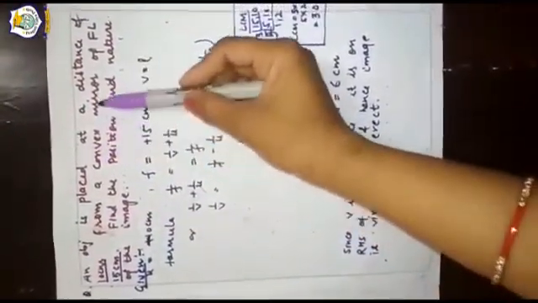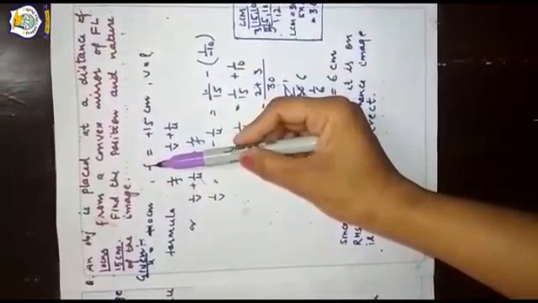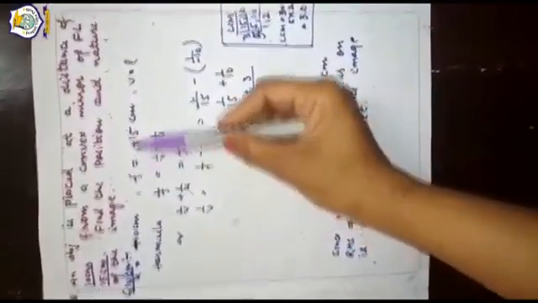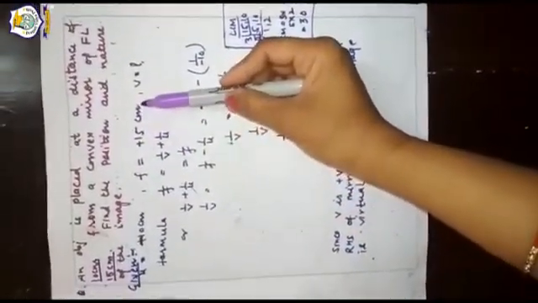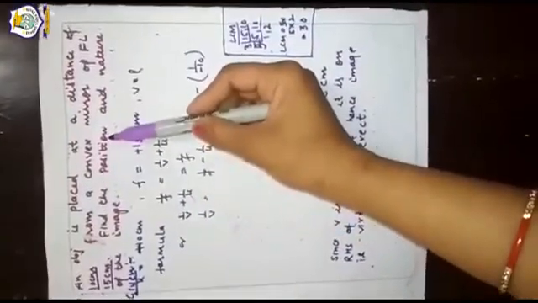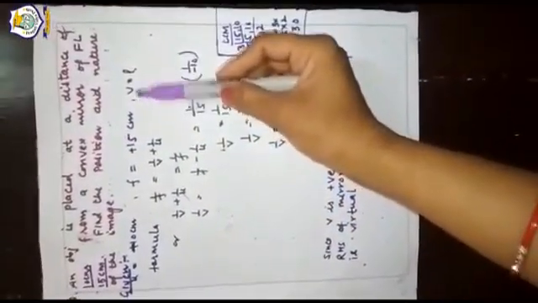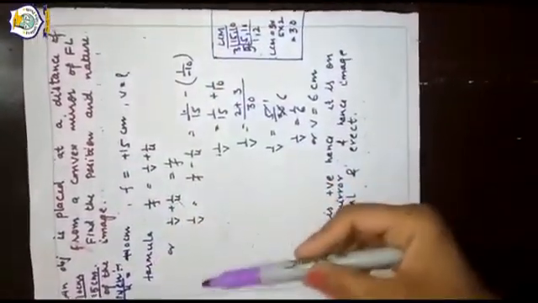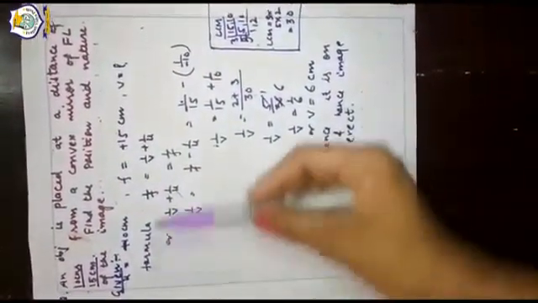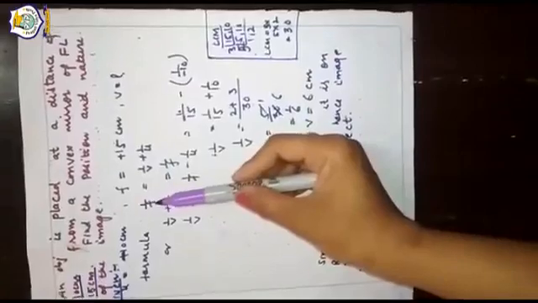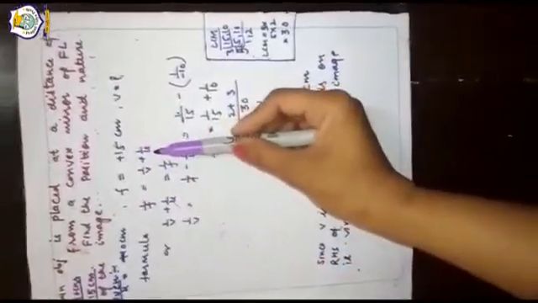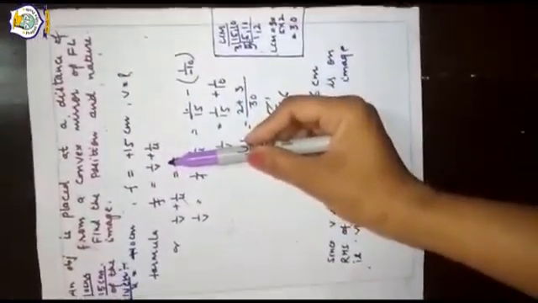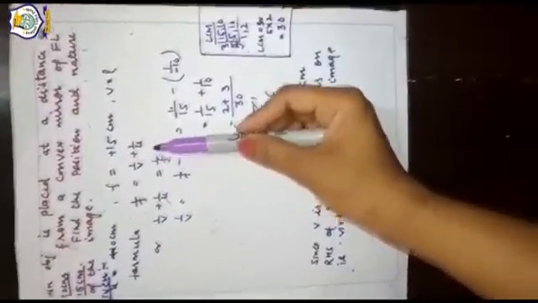Since it is a convex mirror, what about the sign of f? The focal length f is plus 15 centimeter. And to find the position, we have to find v. So first you should be clear about what is given in the question. Now apply the formula 1/f = 1/v + 1/u. This is the mirror formula.